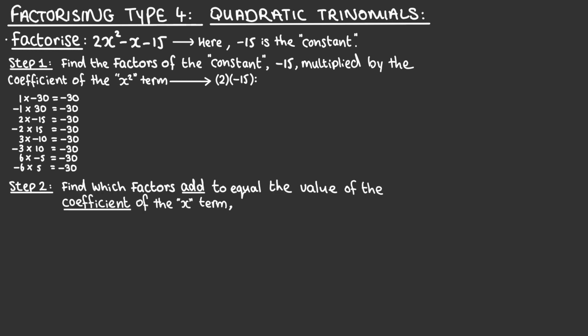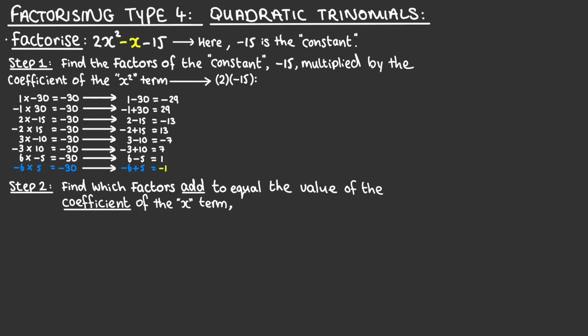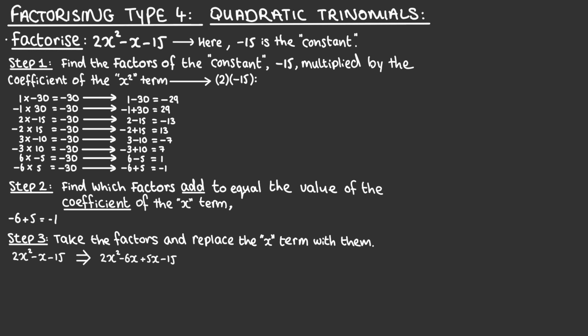So like the previous video, now we have to find which factors add to equal the value of the coefficient of the x term of the quadratic trinomial. So by trying each possibility, we see that if we multiply minus 6 and 5, we get minus 30. And if we add minus 6 and 5, we get minus 1. We can see that minus 1 is equal to the coefficient of the x term in the trinomial. So now we can replace the x term of the quadratic trinomial with each factor being multiplied by x. So by doing this, we end up with 2x squared minus 6x plus 5x minus 15.